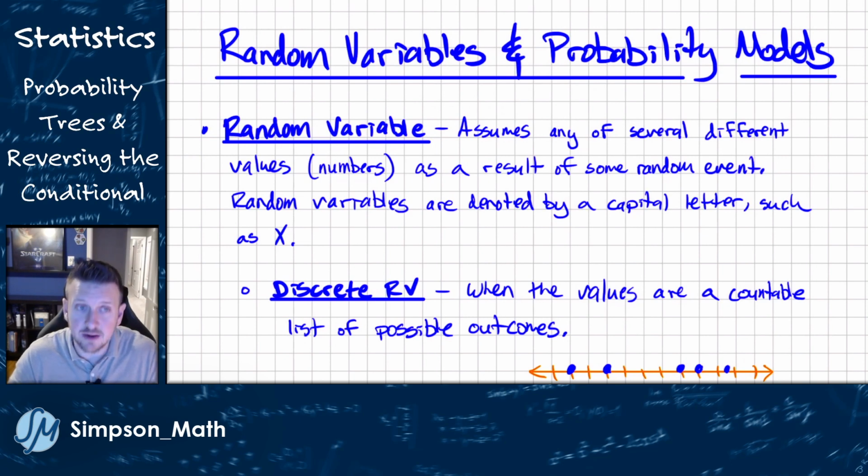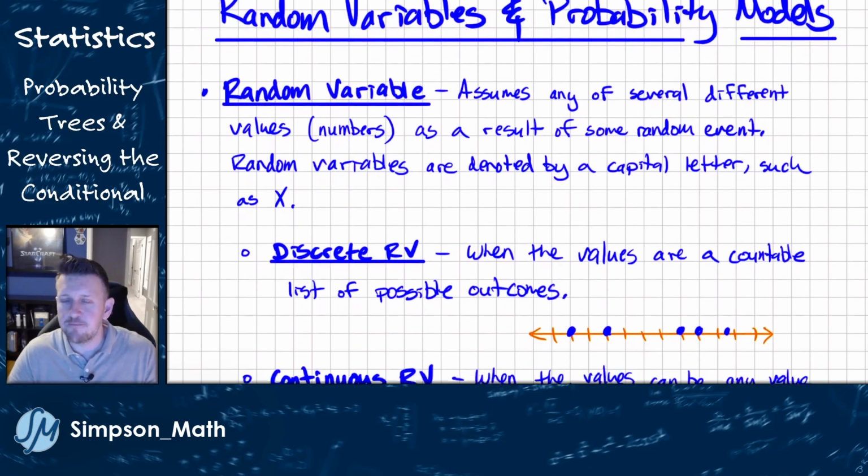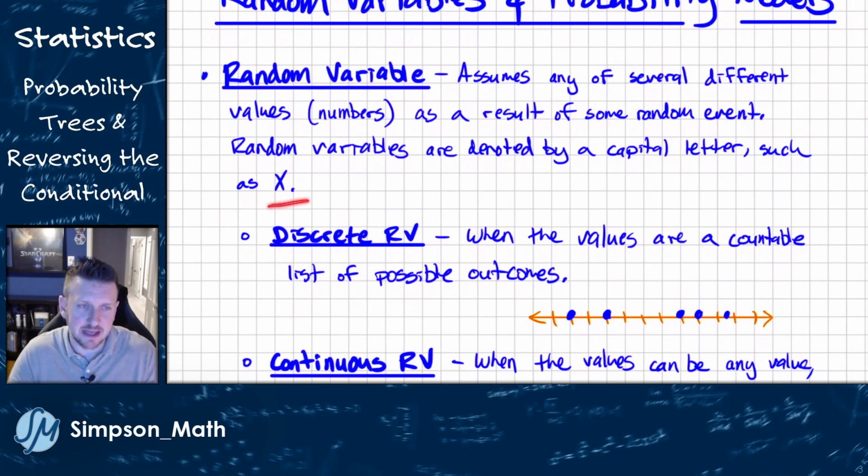So a random variable assumes any of several different values, aka numbers, as a result of some random event. Random variables are denoted by a capital letter, such as x. What's different from maybe some previous probability is that our output from these random variables is a number. We need to make sure that the random outcome does produce a number, because we can eventually find the mean of these numbers, the standard deviation, the variance. We can draw distributions to see what they look like, and so forth. And like I said, we're going to use a capital letter like x.